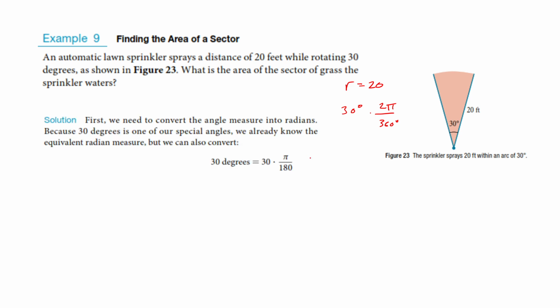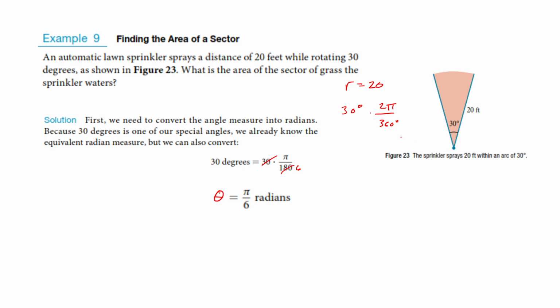Well, they've done the same thing. They used pi over 180, but that's the same equivalent thing, just simplifying that by 2. Okay, so multiply that out, we get pi over 6 radians. So those would cancel down and get you 6. So pi over 6, that's the measure of our angle.